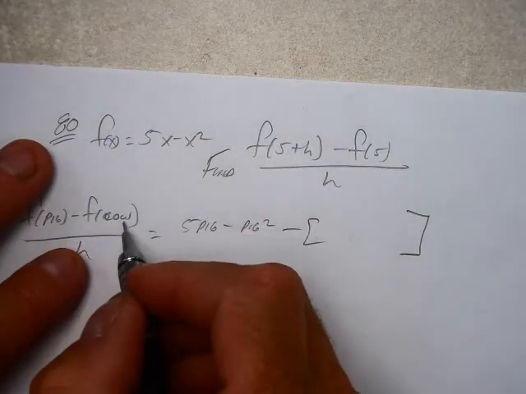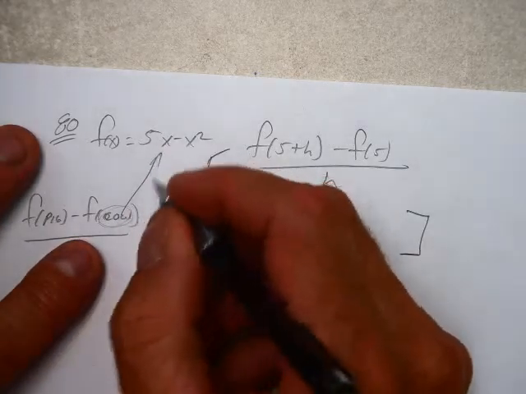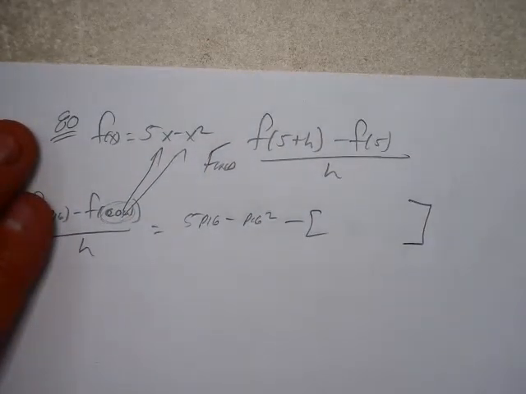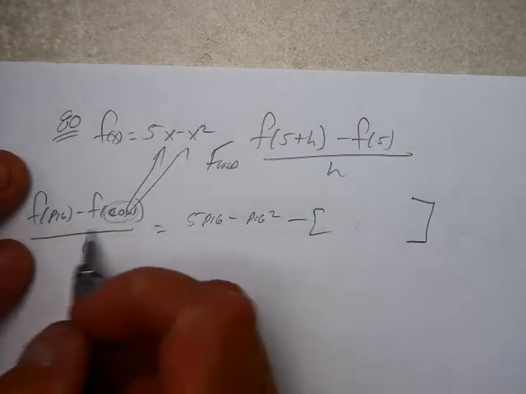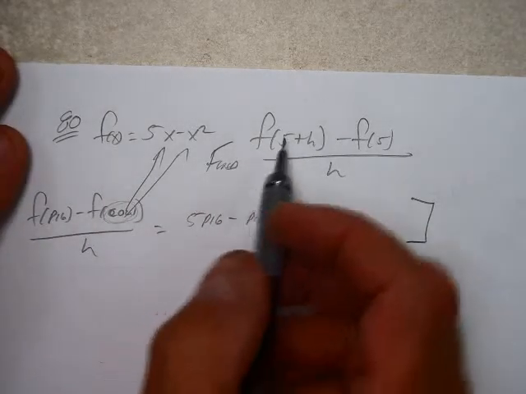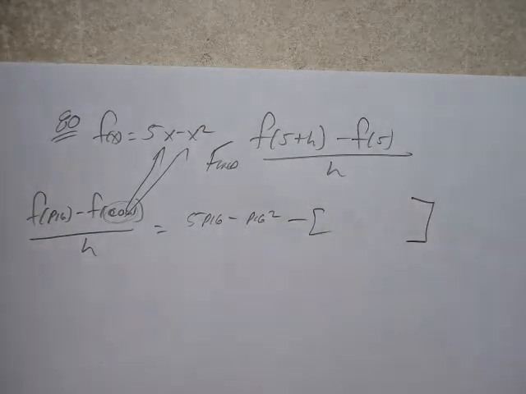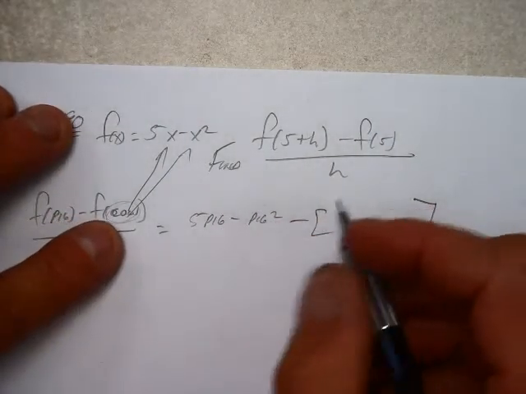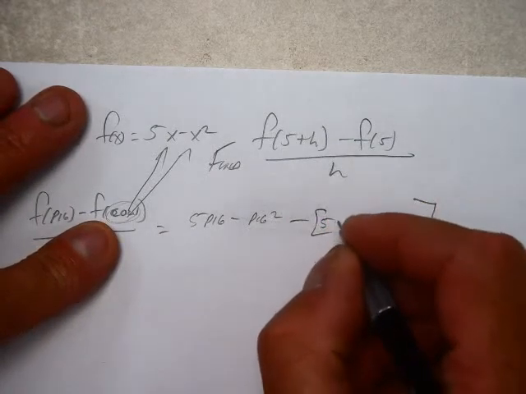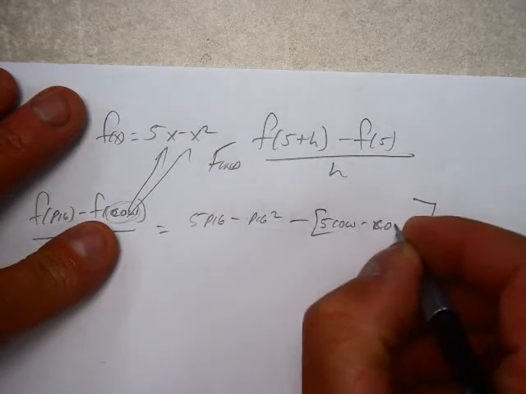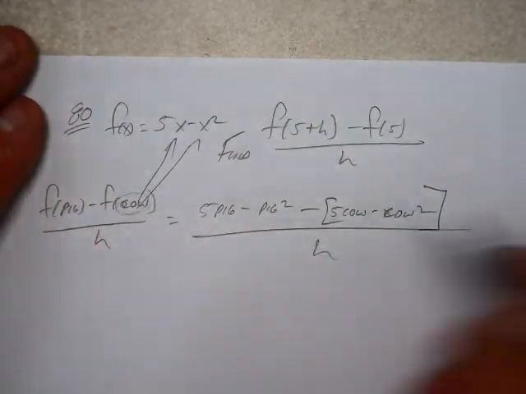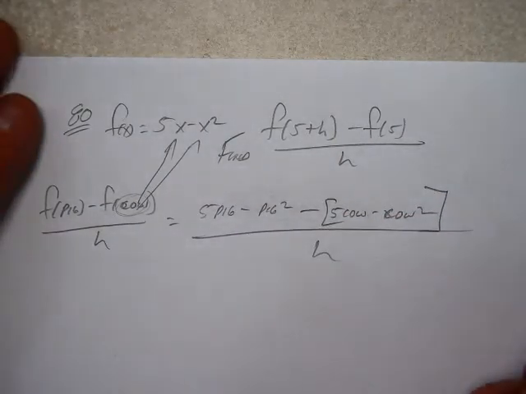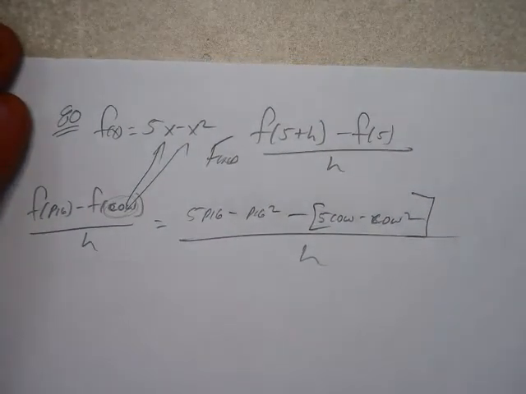Because how do we find f of something? We take that something and we plug it in. I'm just trying to show you that I don't care what they're asking for: f of pig, f of cow, f of 5 plus x, f of 5 plus h, f of 5, it doesn't matter. I just take that and plug it in. So what's f of cow again? 5 cow minus cow squared, all over h. So no matter how ugly this is, I'm just going to plug in what they're telling me to plug in. Am I recording? Thank goodness.